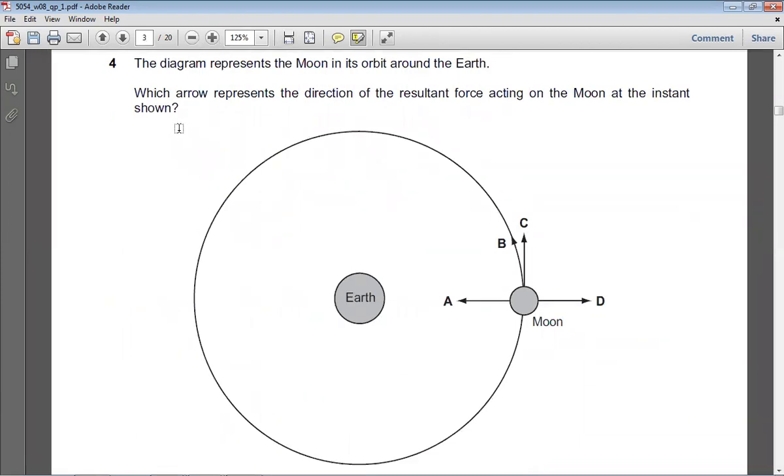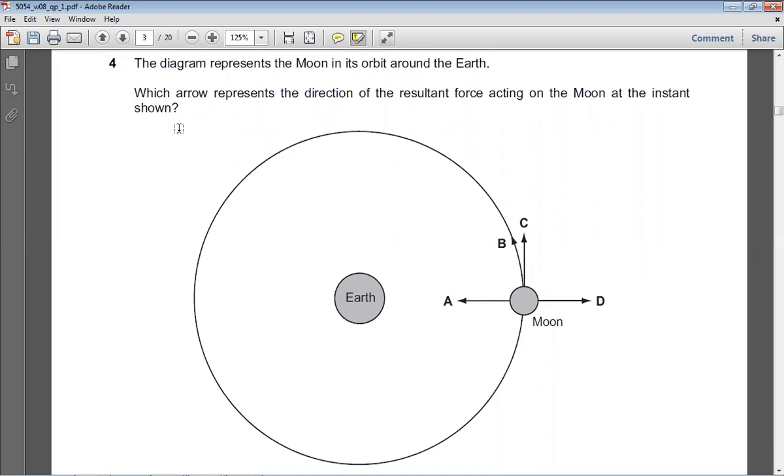The diagram represents the moon in its orbit around the Earth. Which arrow represents the direction of the resultant force acting on the moon at the instant shown? Whenever something moves in a circular path, the resultant force acting on that body is always towards the center of that circle. The case we have, the moon is orbiting the Earth.